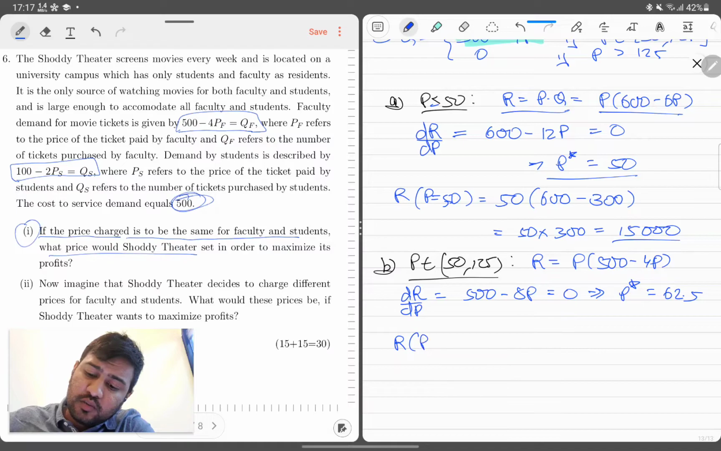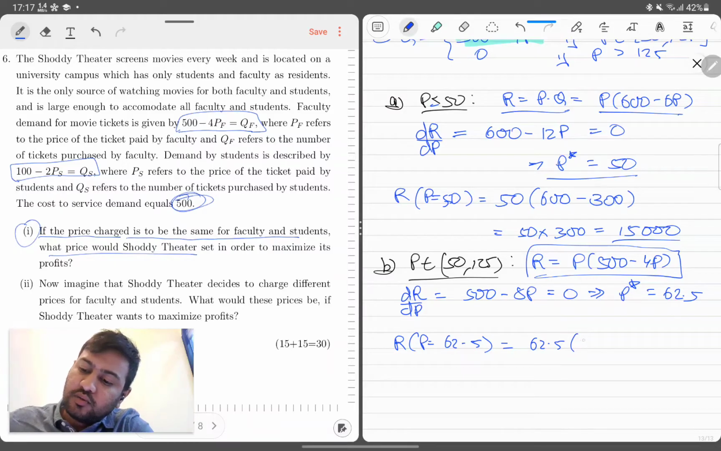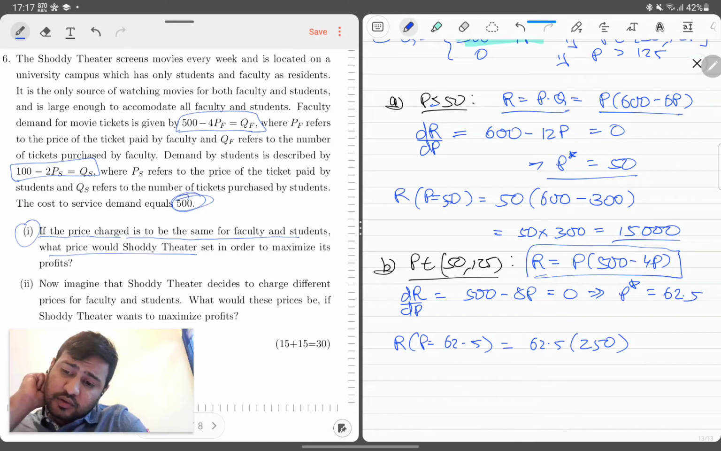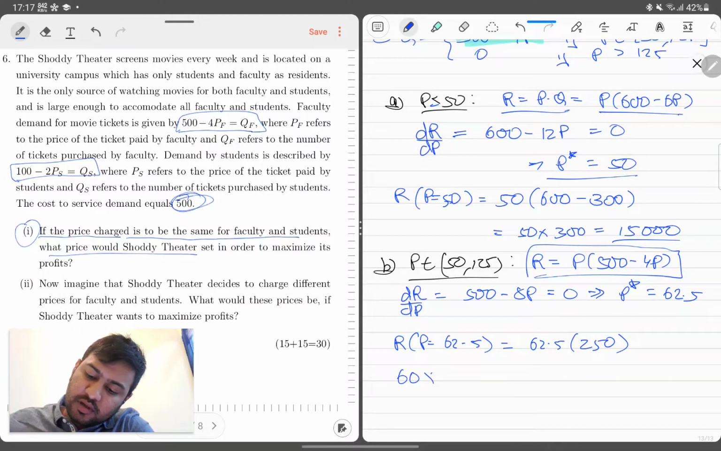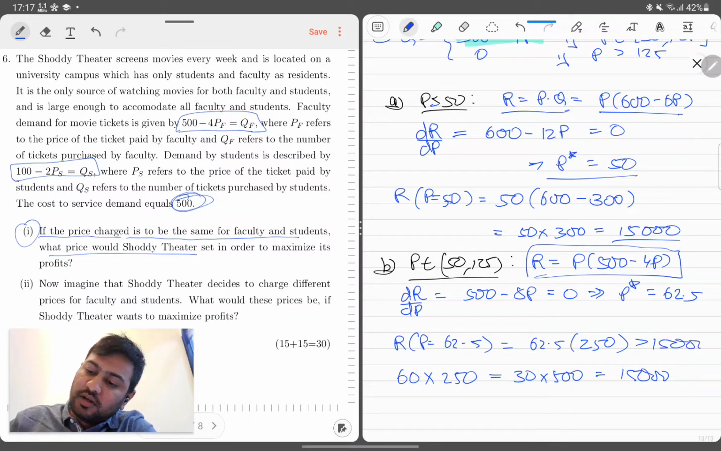Now what is the revenue when you charge price equals 62.5? That's going to be equal to 62.5, that's your price, into 500 minus 62.5, so that's 250. So 250 into 62.5. Is this greater than 15,000? It definitely is, because 60 into 250 is equal to 30 into 500, which is equal to 15,000. So this is definitely greater than 15,000.